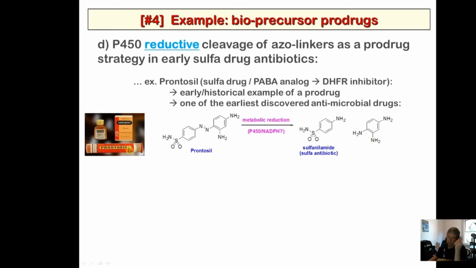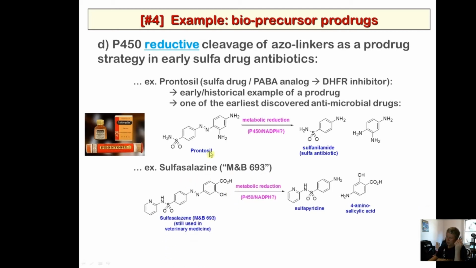So here are some historical images of what the pharmaceutical packaging used to look like. There's another one called sulfasalazine, which also had the name MNB 693. So this is a slightly more complicated molecule. It was also in the 40s probably.